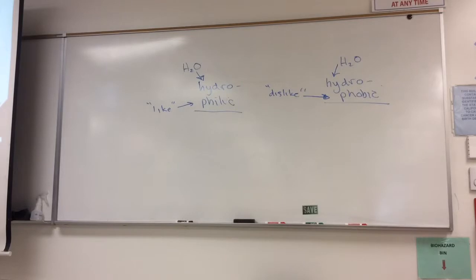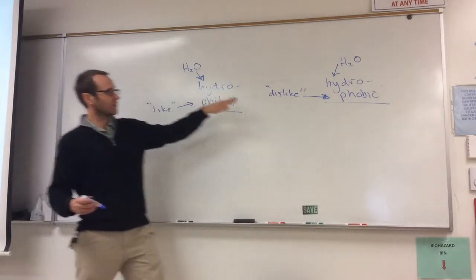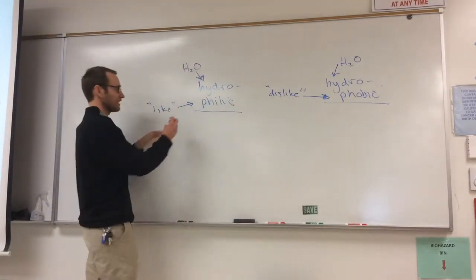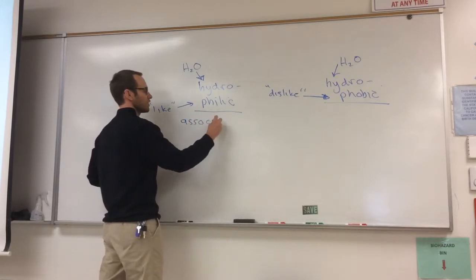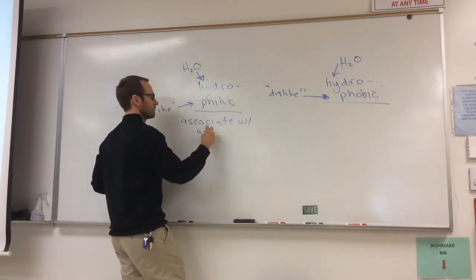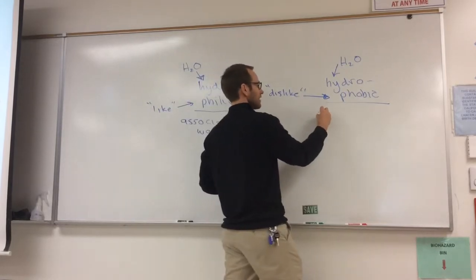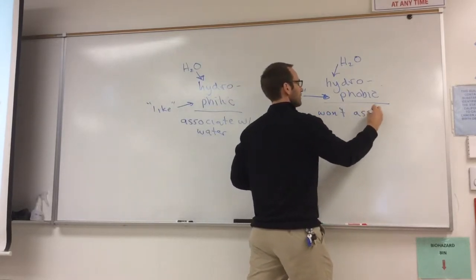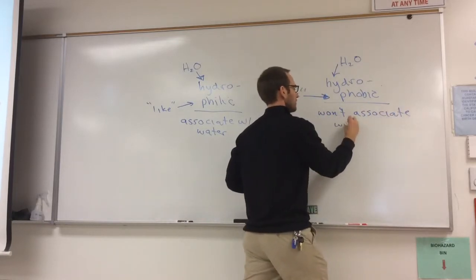So what we're going to do is try to characterize different molecules as being hydrophilic or hydrophobic. One of the reasons is that your body is largely water. In fact, any cell is mostly water. All the chemicals of the cell are interacting with water in their environment, so how they behave around water is super important. We can classify things into either liking water or disliking water. If they are hydrophilic, that means they associate with water. If they're hydrophobic, that means they won't associate with water.